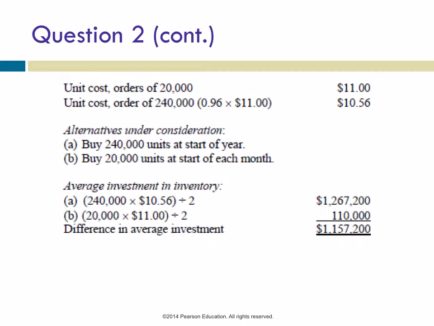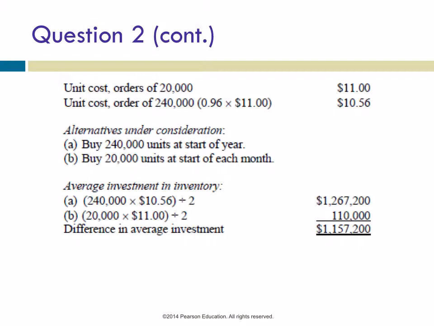It's called the average investment in inventory ratio, and for this ratio we're basically multiplying the total amounts we're going to be purchasing under each of those order scenarios for one order and dividing that by 2, and that gives us our average investment in inventory under each of those scenarios. You take the difference of those two, that gives you $1,157,200.